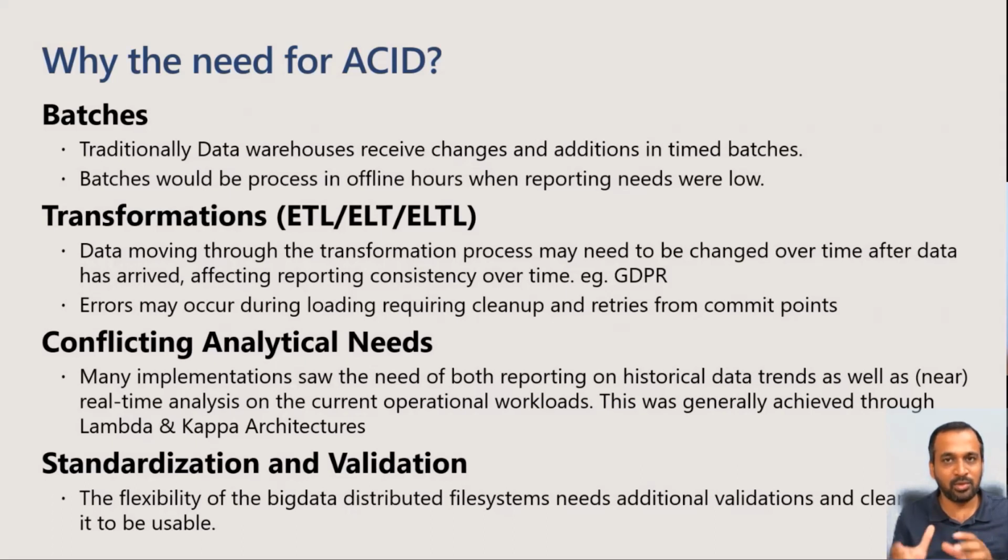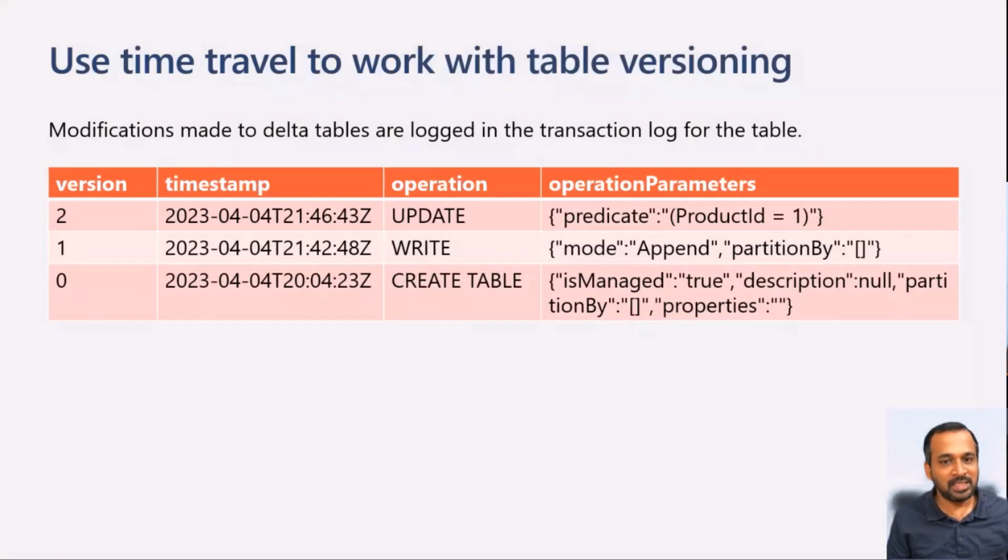Example: GDPR. We have to apply compliance from the different governments in the world. Errors may occur during loading, requiring cleanup and rollbacks to commit points. Conflicting analytical needs: many implementations saw the need for both reporting on historical data trends as well as near real-time analysis of the current operational workload. This was generally achieved through Lambda and Kappa architectures. Standardization and validation: the flexibility of a big data distributed file system needs additional validation and cleanup to be usable. So the beauty of Apache Spark and Delta Lake is time travel.